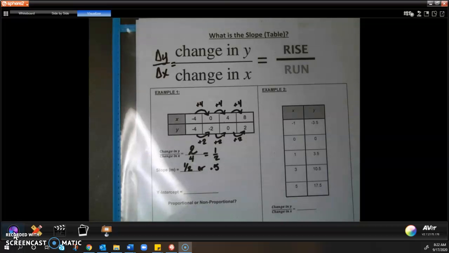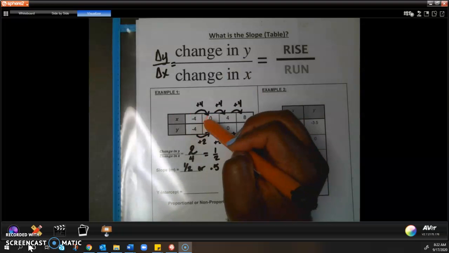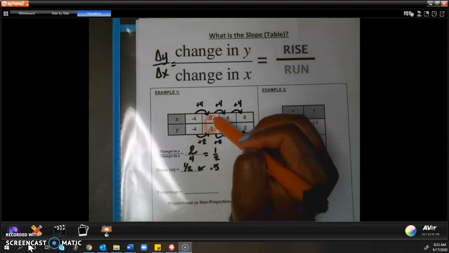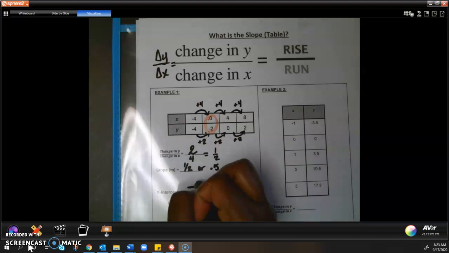Now we need to find our y-intercept. On a graph, we know our y-intercept is where the line crosses the y-axis. But generally, we know our y-intercept is when x is 0, it's our y value. So I'm going to look on the table for where x is 0. So right here, when x is 0, y is -2. So that's my y-intercept. That's where I start.